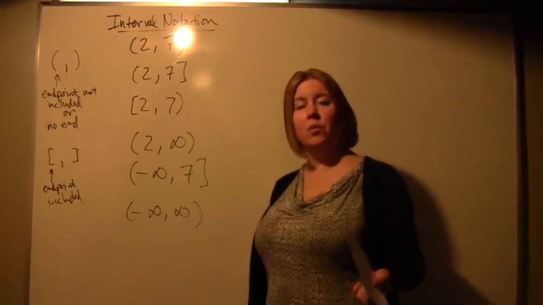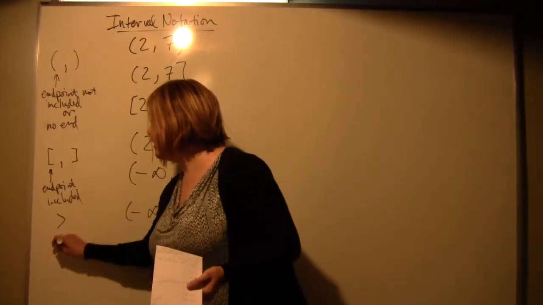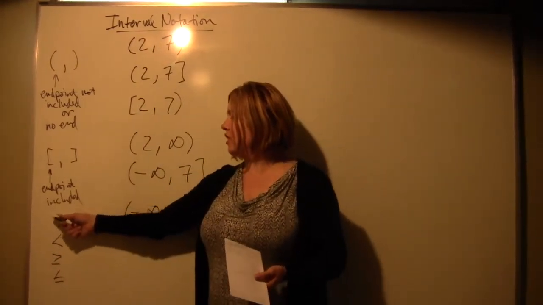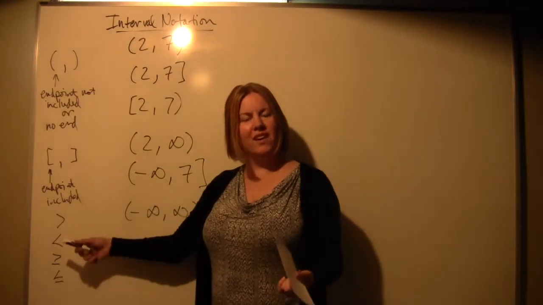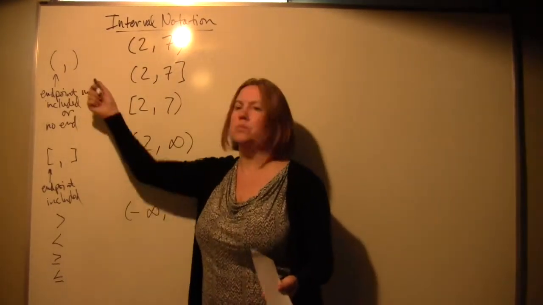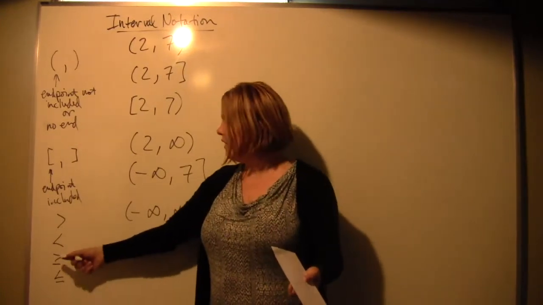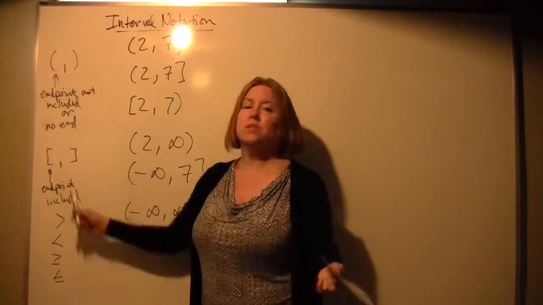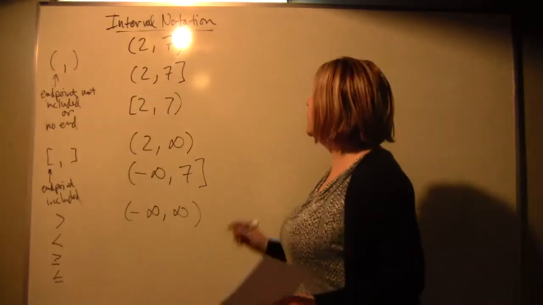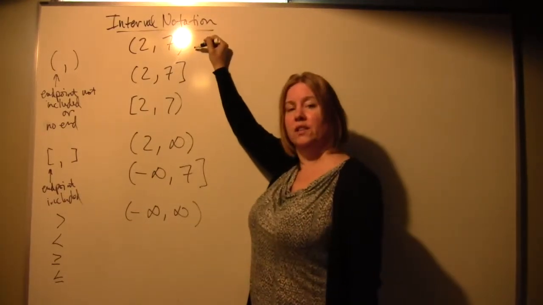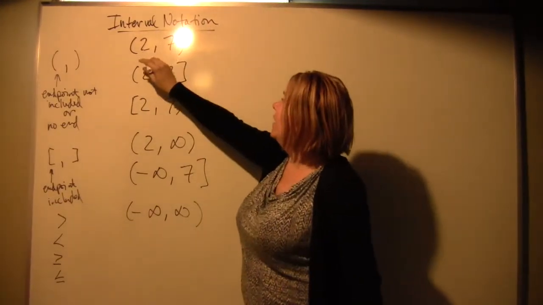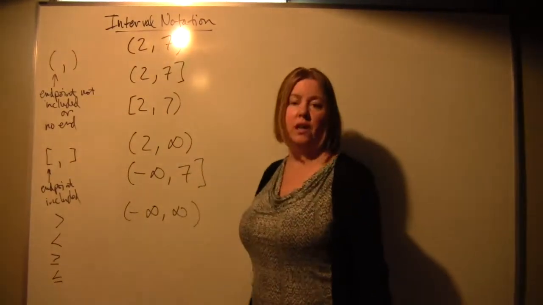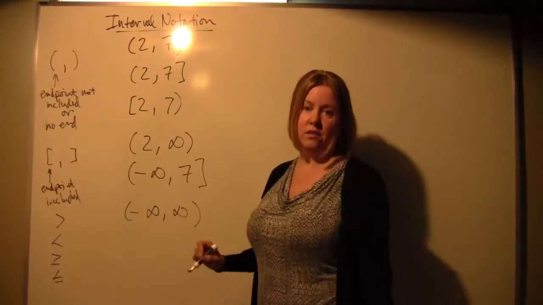Okay, so remember with inequalities you can have greater than, less than, greater than or equal, and less than or equal. So something that's greater than a number, that number's not going to be included. So you would use the parenthesis, or less than. If it's greater than or equal to, the endpoint is included. So you would use the bracket. Okay, and I'll show you what I mean. So for this interval notation, this means x is between 2 and 7, but not including the 2 and not including the 7, because there's parentheses, okay?